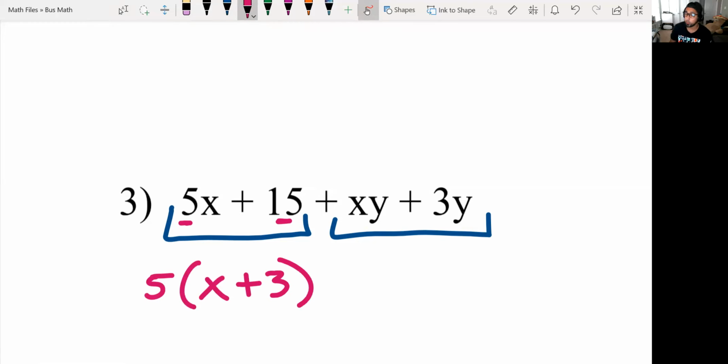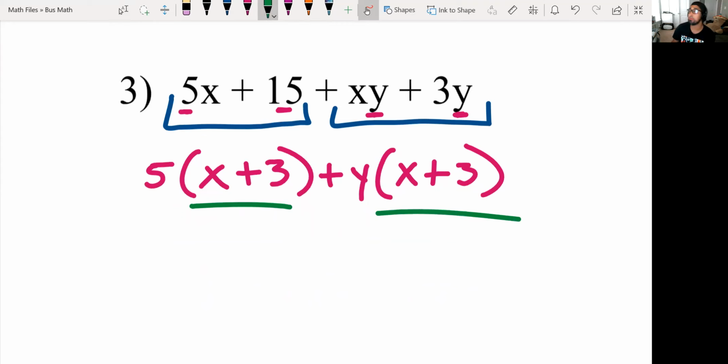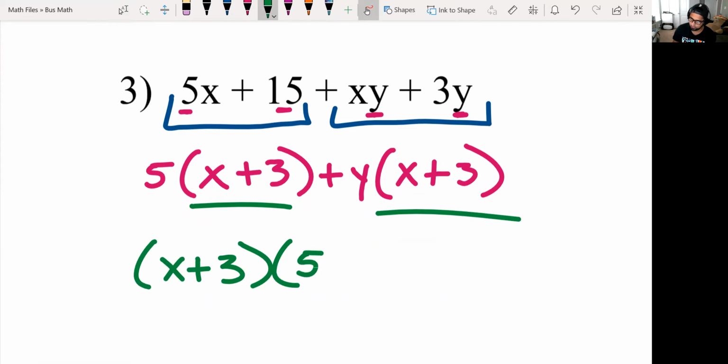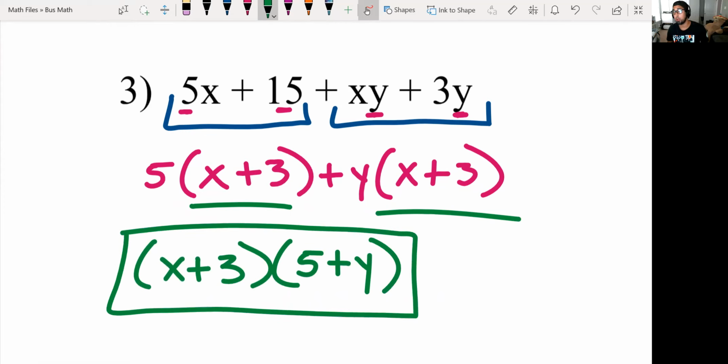And then from xy and 3y, I see that y is my common factor. So I take a y out, and a positive y at that. So positive y, and that'll leave me with x plus 3. And once again, these look the same, so factor them out. And all that's left over is the 5 plus y. Done. Not bad at all.